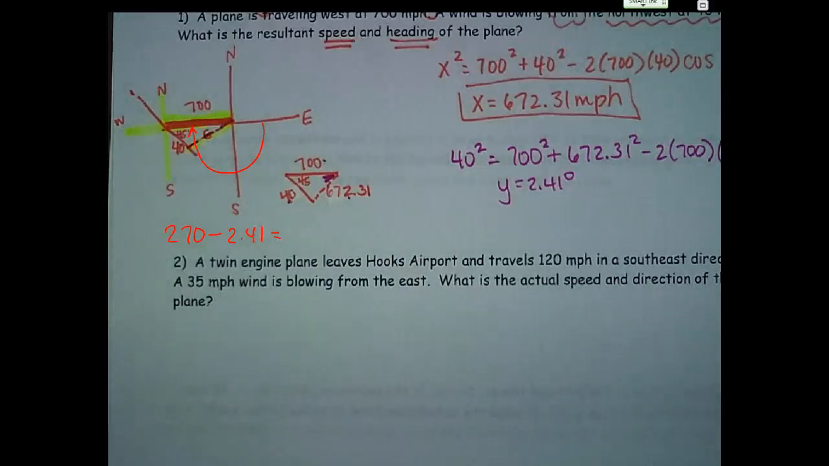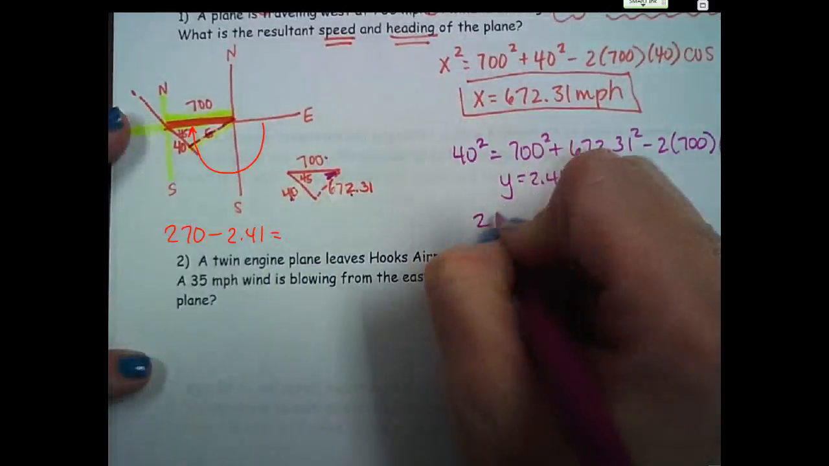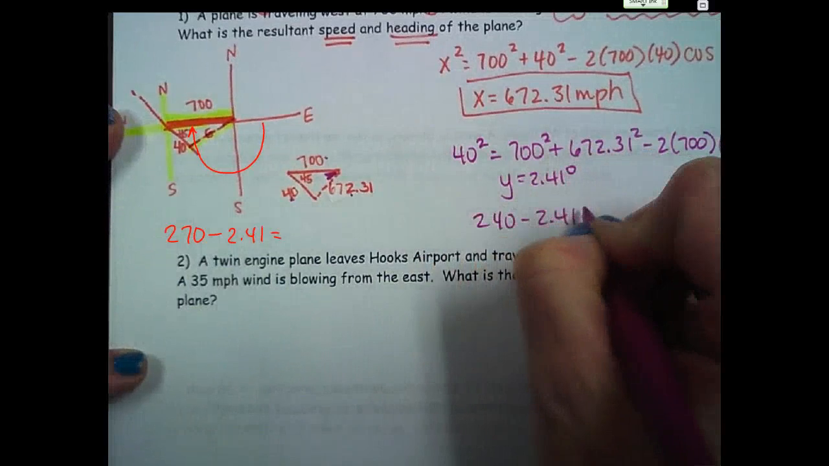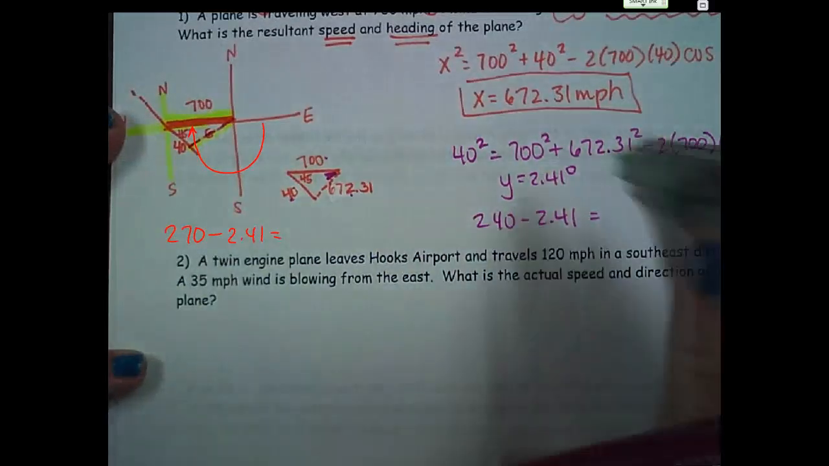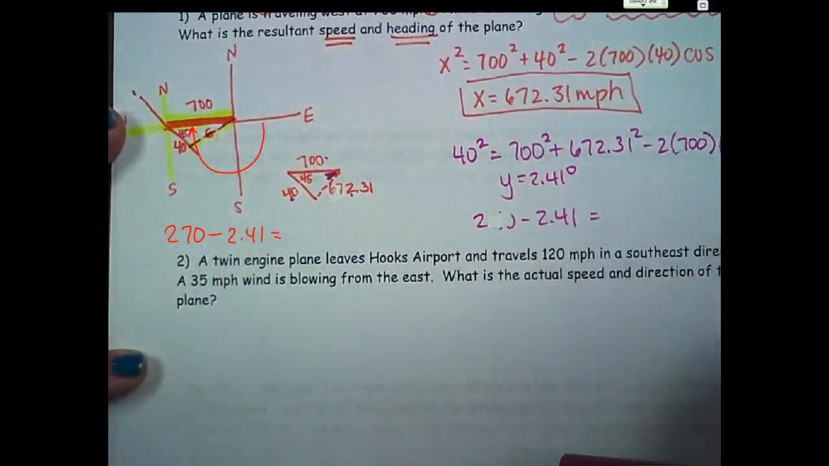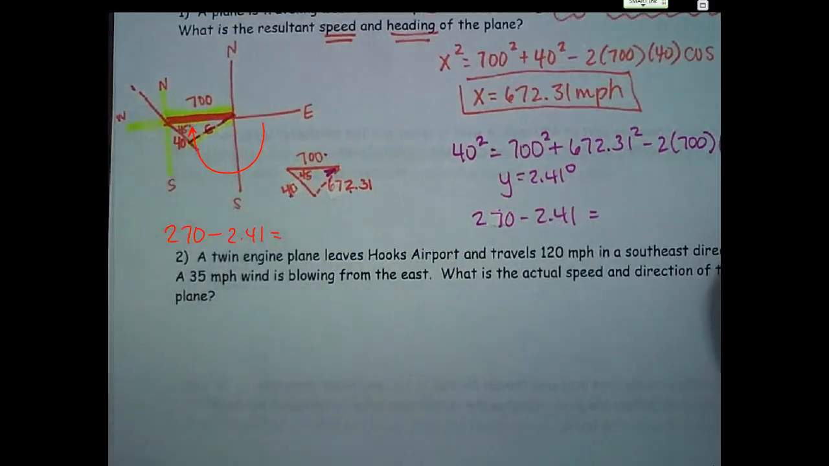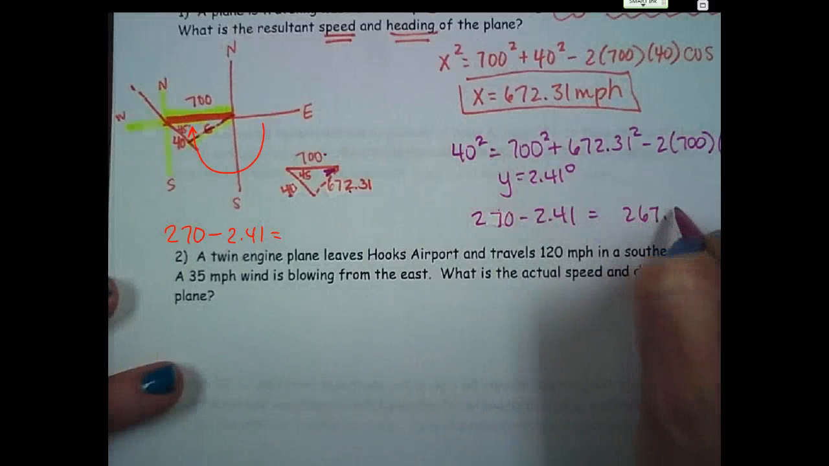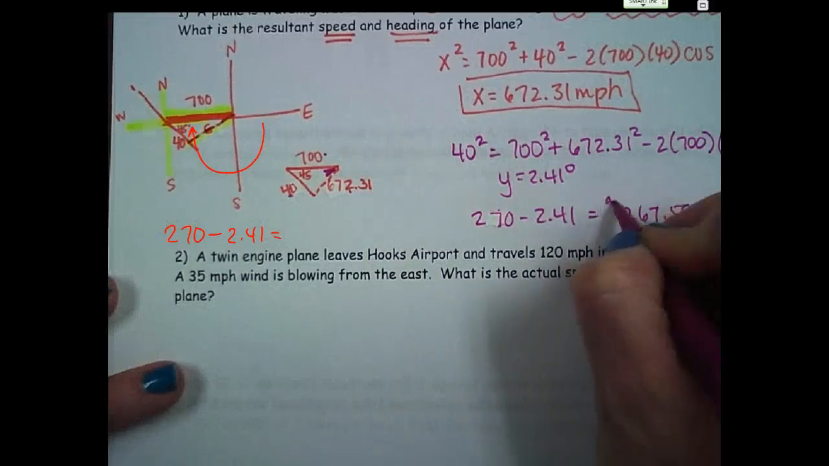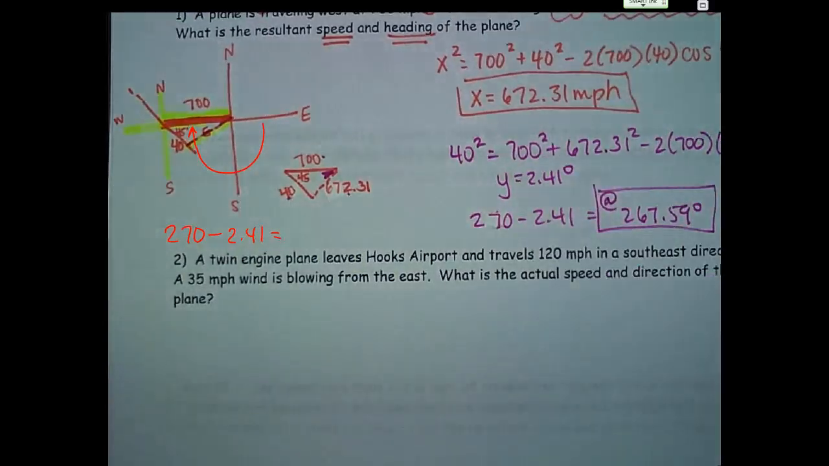So take 270 and subtract 2.41. Thank you. Sorry. 270 minus 2.41. Okay, and you get 267.59 degrees. So you have an airplane traveling 672 miles per hour at 267 degrees from north. Okay? Kind of strange, I know.